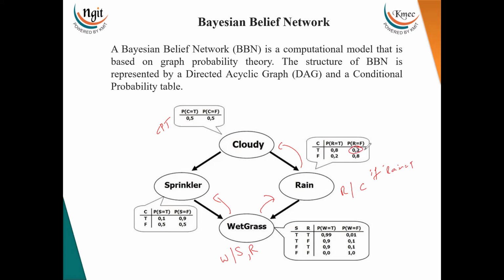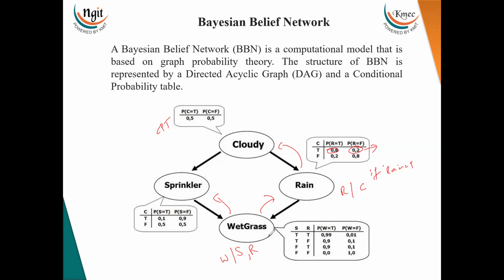So it means that the probability that it is not cloudy but it's raining is 0.2. In the same way, if I want to know that it is rainy as well as cloudy, the probability will be 0.8. Right, here in the wet grass, you can see that there are two parent nodes, that is sprinkler as well as rain.